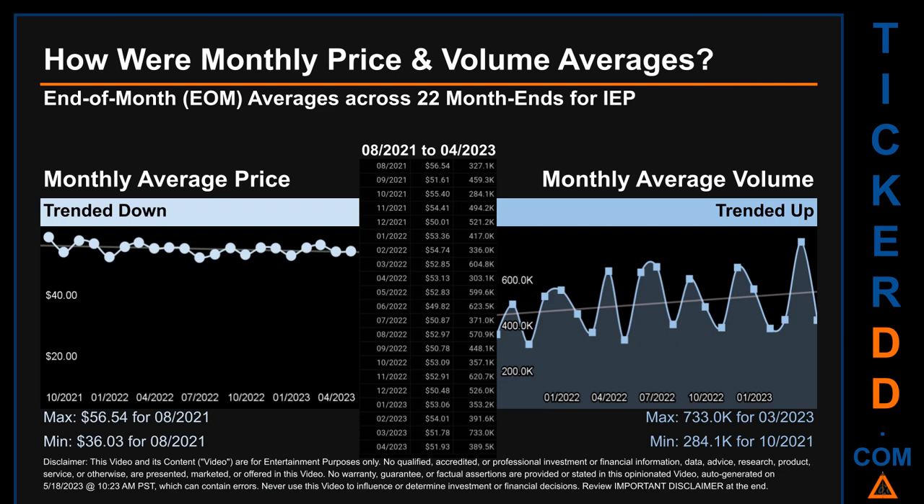The maximum end of month average price was $56.54 for 08-2021 while the minimum was $36.03 for 08-2021. Looking at volume, 03-2023 and 10-2021 respectively saw the highest and lowest monthly average volume at 733,000 and 284.1 thousand.